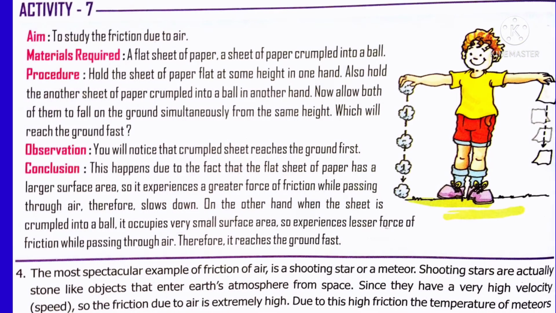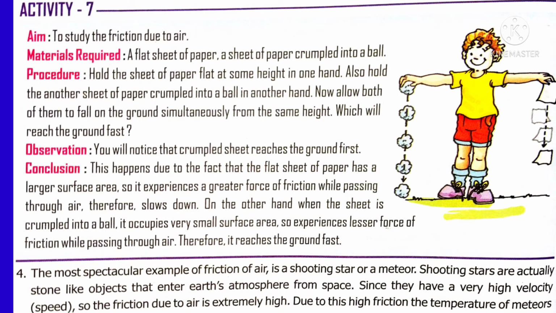Here is an activity to study the friction due to air. The materials required are a flat sheet of paper and a sheet of paper crumpled into a ball. Now you are going to drop both papers from the same height. One paper is flat, the other is a ball. Which will reach the ground first? It is definitely the crumpled ball because it has less surface area, whereas the flat sheet has a large surface area. So the large sheet experiences larger friction by air because of its large surface area.